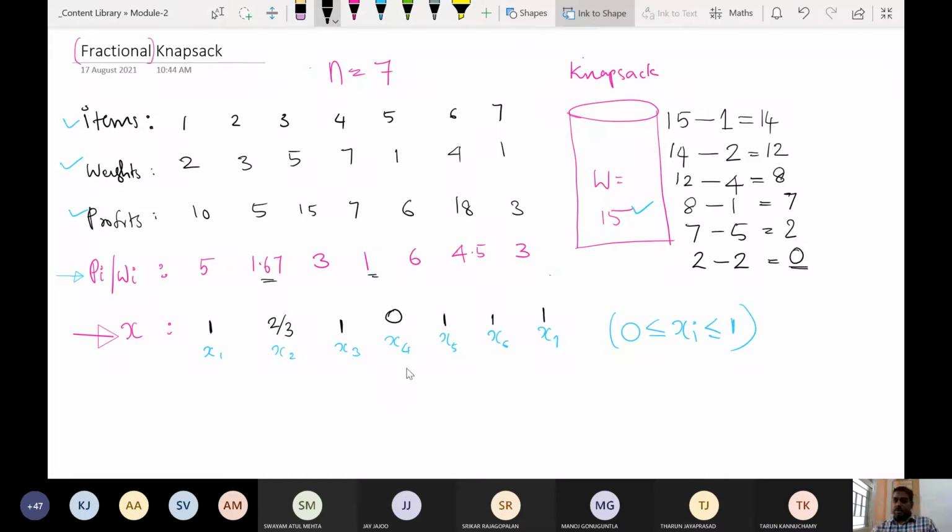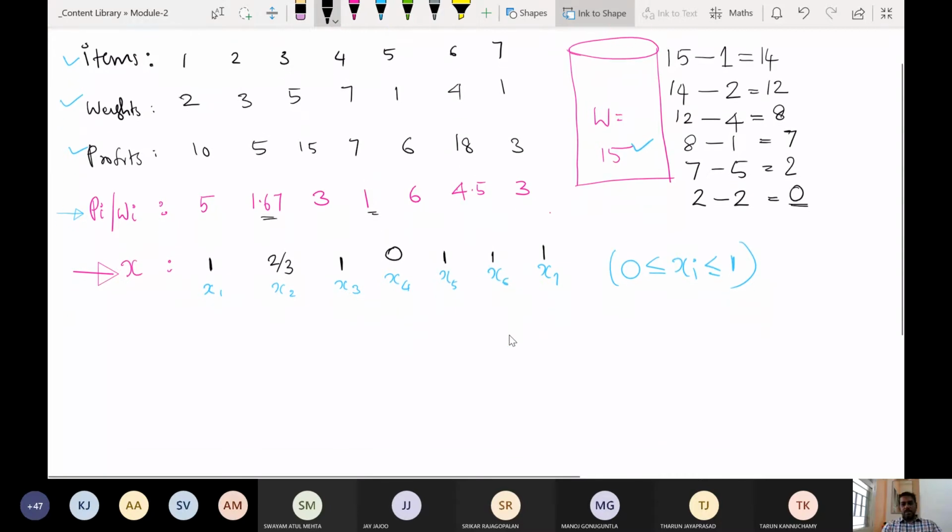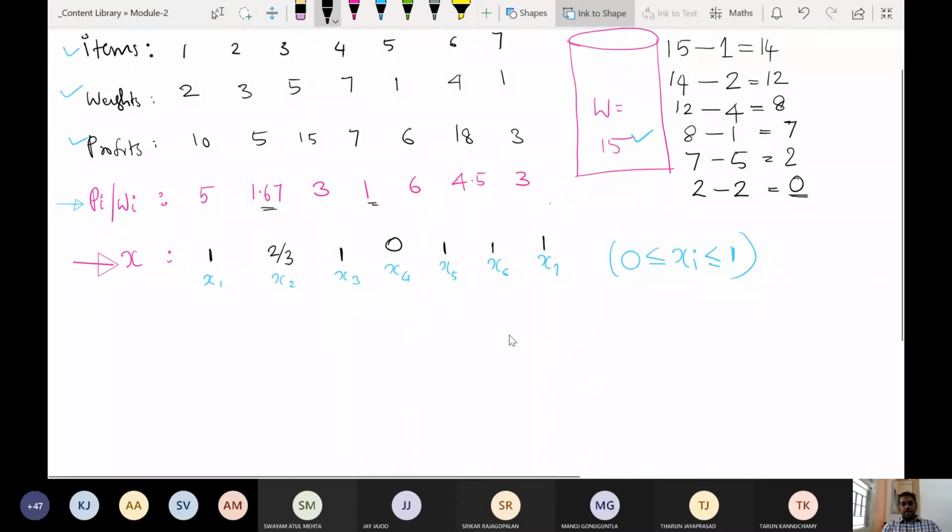So this is how you can do this problem, and this is how it comes. Okay, understood. So this is how you can solve the problem. If you write an algorithm or program for this, then it is done. Now let us compute the total profit. What is the total profit that I get?